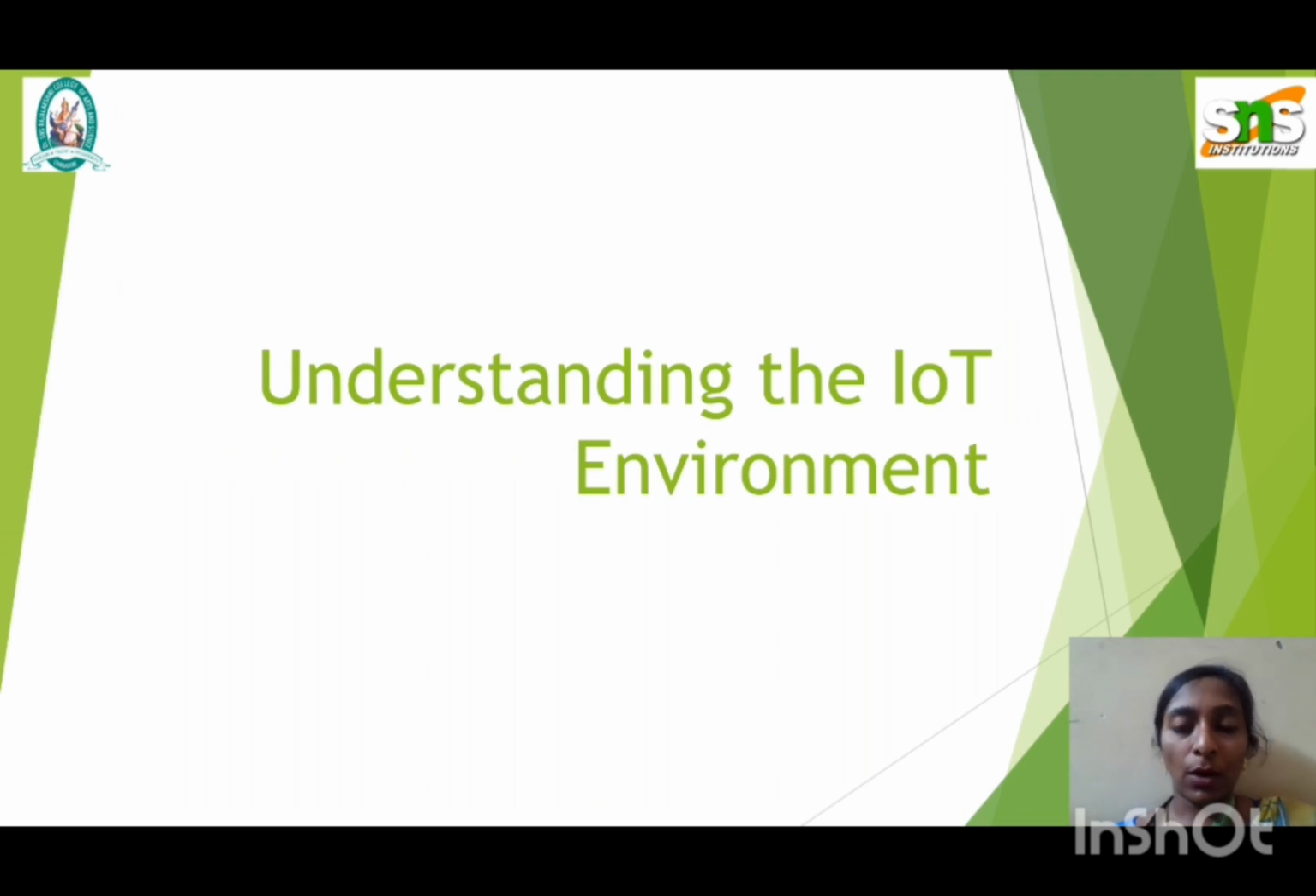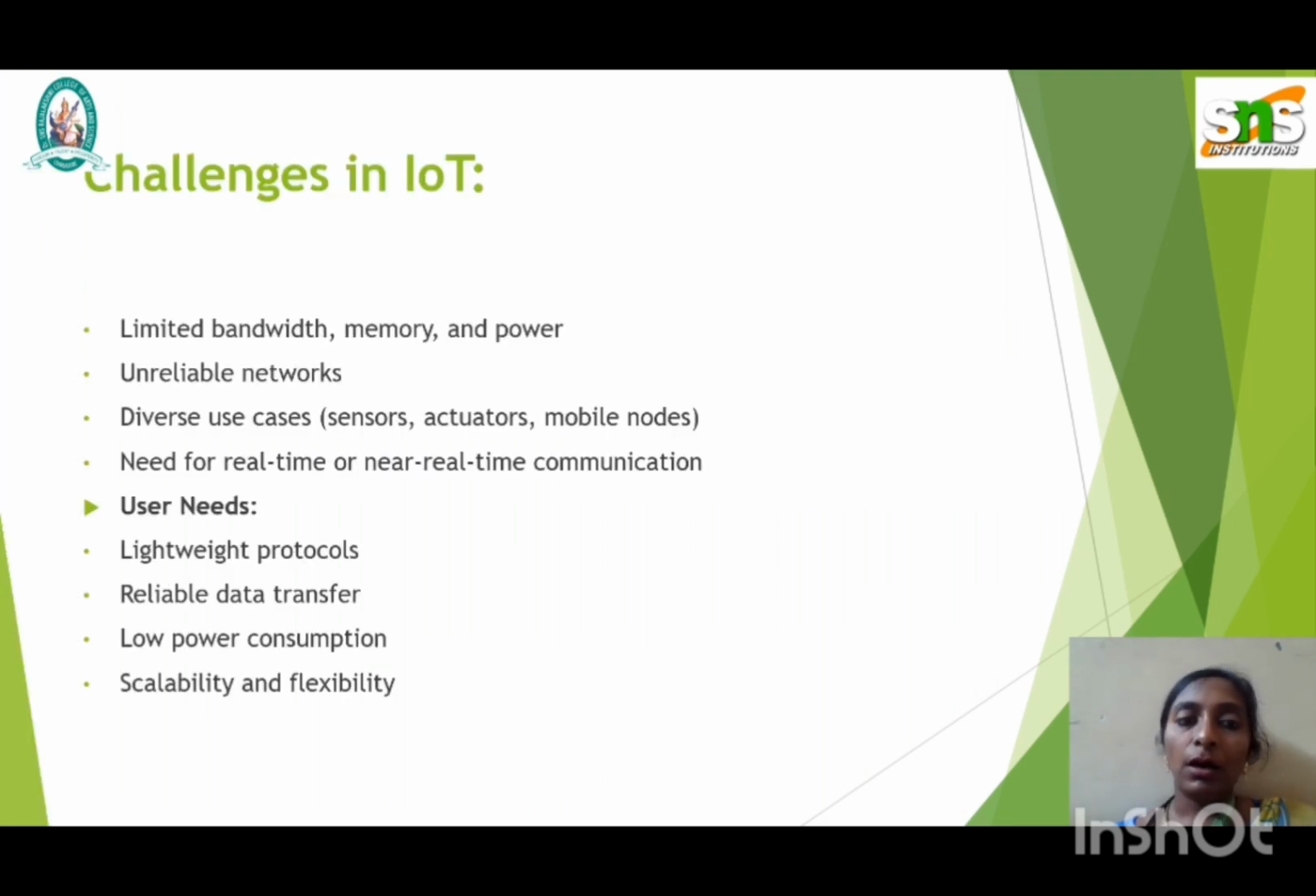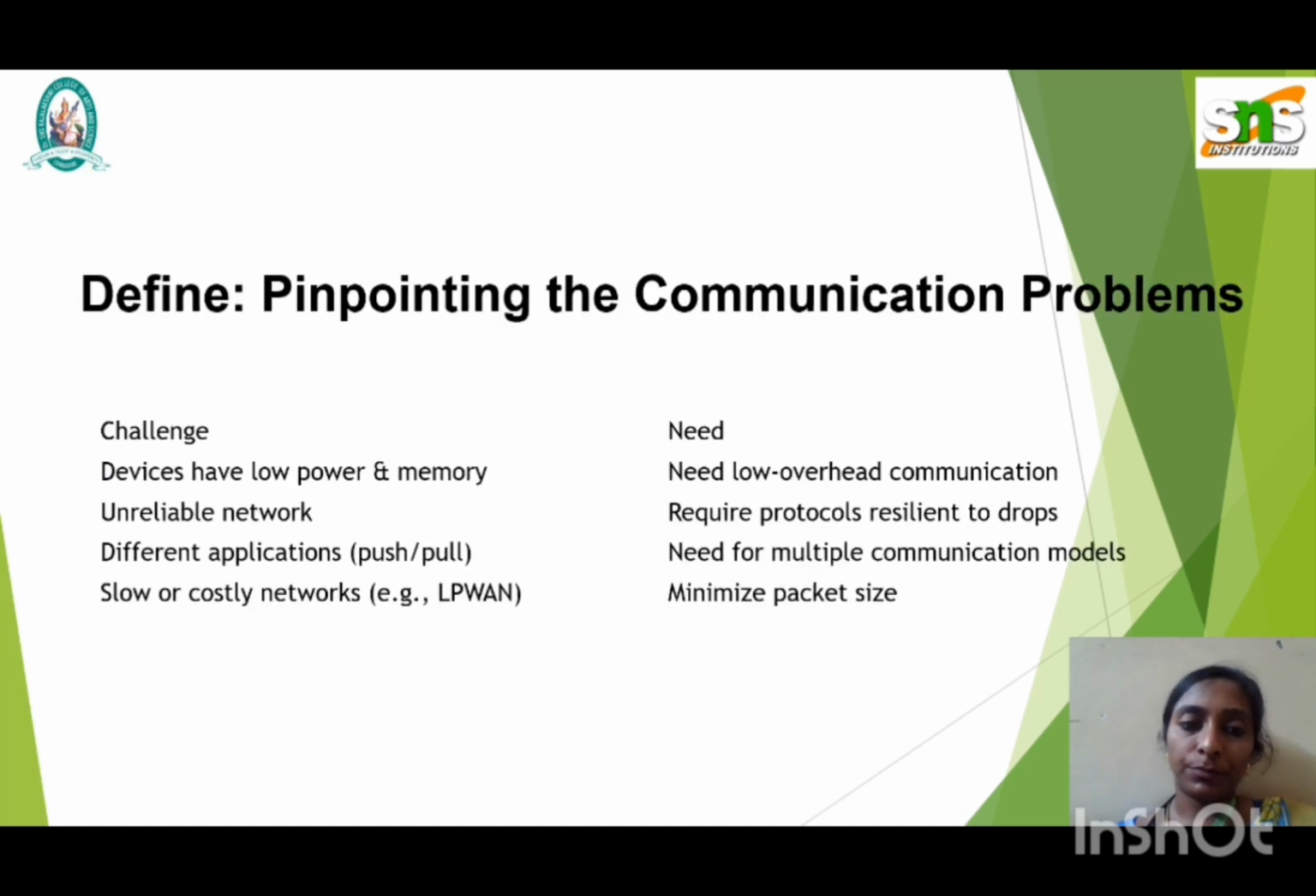Today, our topic is Understanding the IoT Environment. The IoT environment has limited bandwidth, memory, and space-constrained devices. The main challenges of the devices are low power and memory, unreliable networks, and different applications like pull and push. It's a slowly, closely connected network.